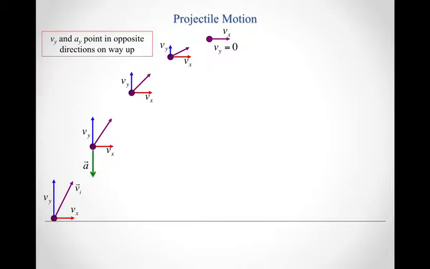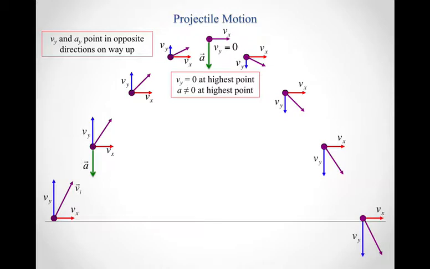On its way up, the y components of the velocity and acceleration point in opposite directions, which means that my object is slowing down. At its highest point, the y component of the velocity vector is zero, but again, the acceleration is not. So the y component of the acceleration still points downward. On its way back down, I see the reverse in terms of what's going on with the motion. The x component stays the same. The y component now increases because on its way back down, the y component of the velocity and the y component of acceleration point in the same direction.